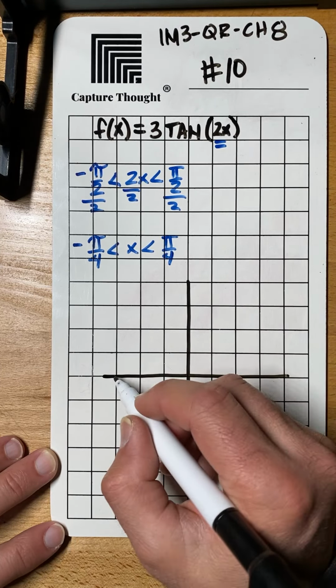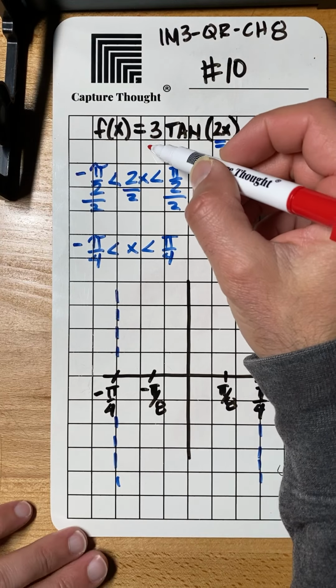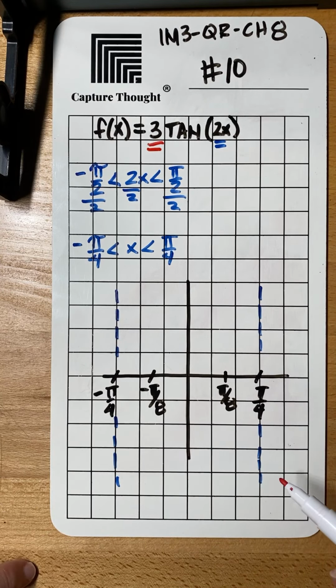Then from there, that's where your asymptotes are. So I'm going to go ahead and put my asymptotes in right here and then right here. So that's 2 consecutive asymptotes. Then we make the graph of a tangent function. Looks like my stretch is a vertical stretch of 3.